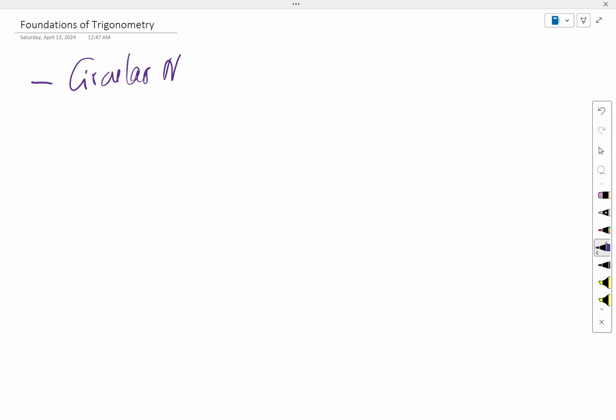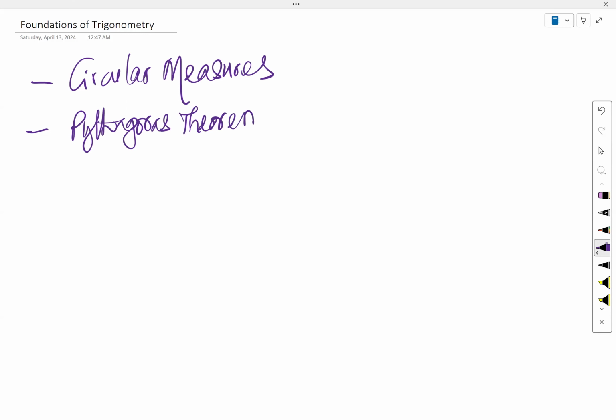I'll be talking about circular measures. I'll just touch on that briefly, as we are going to see. Then I'll talk about Pythagoras theorem. That's going to be very useful for us. This is some high school level idea. And then we'll talk about trigonometric ratios. So these are three foundations we'll be talking about in this video. Okay, so let's move ahead as we talk about circular measures.